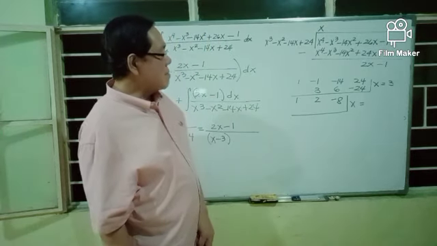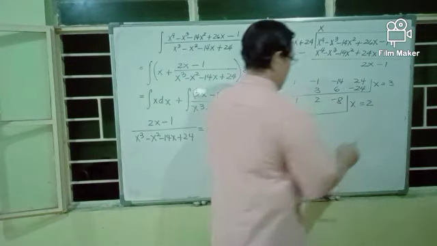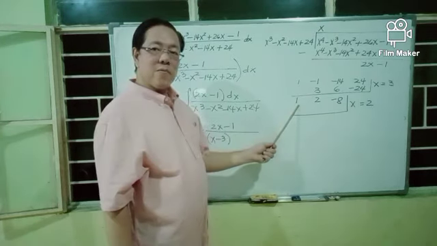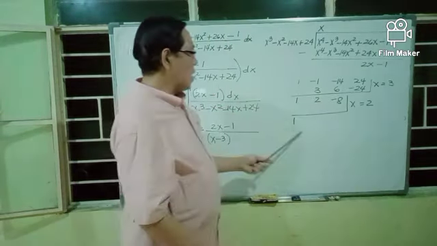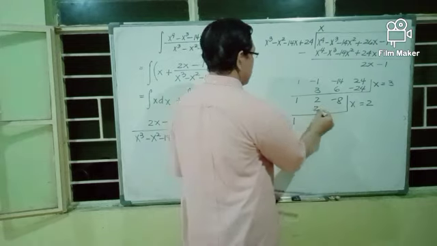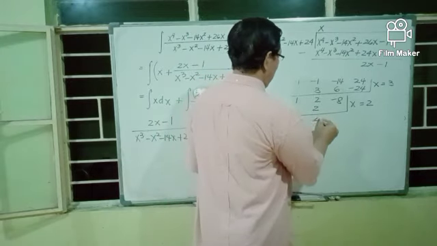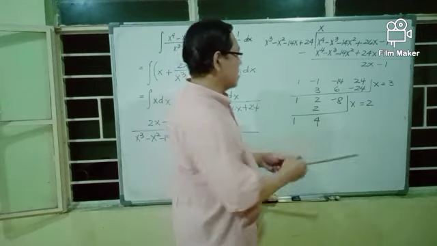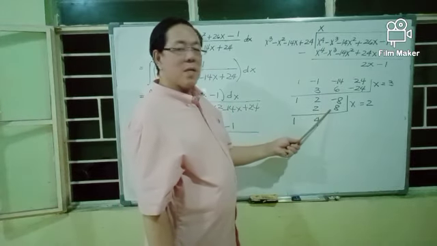Now I will try 2. Again, bring down the first number, 1. And multiply 1 by 2. 1 times 2 is 2, and you write it here. Add 2 plus 2 is 4. And multiply 4 by 2, you get positive 8. And minus 8 plus 8 is 0.